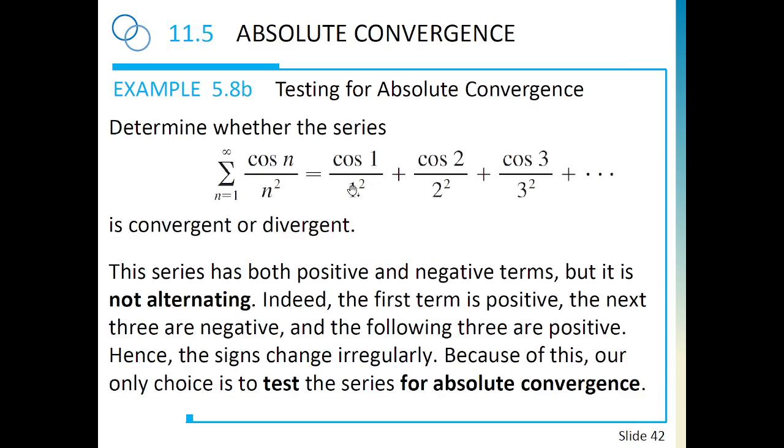Another example with cosine. So cosine n divided by n squared. We need to check if it's convergent or divergent. Again, this is a mixed term series.